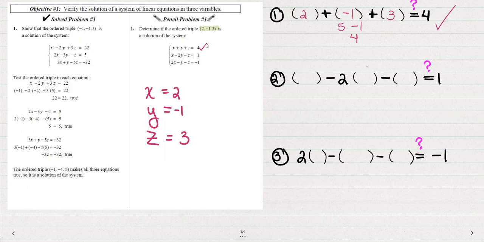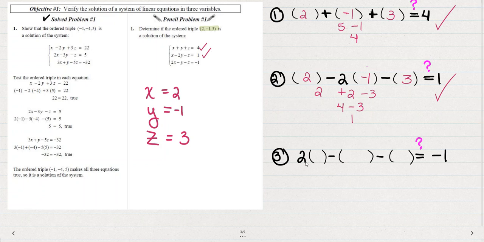Let's check the second equation. x minus 2y minus z equals 1. We want to check if x is 2 and y is -1 and z is 3, do we get a 1? So we've got 2 plus 2, because -2 times -1 is +2, minus 3, that gives us 4 minus 3, which is 1. So it looks like our second equation can be solved with that ordered triplet.